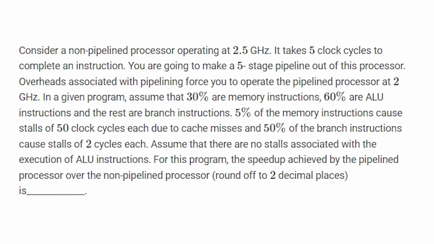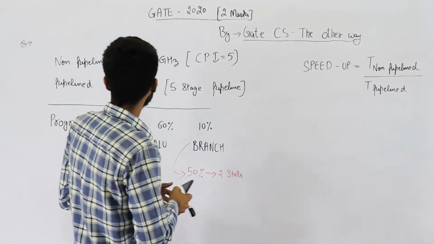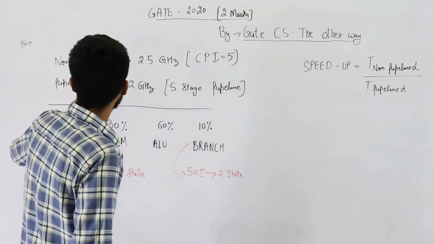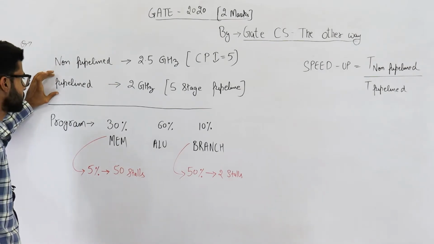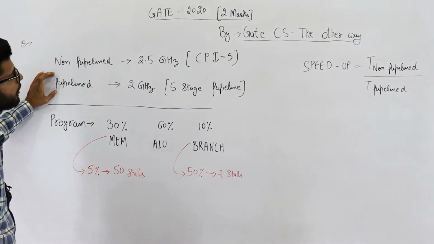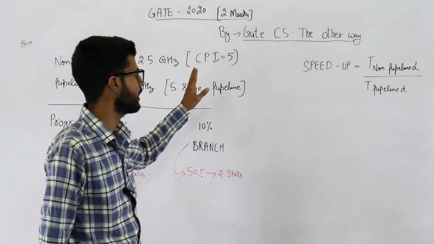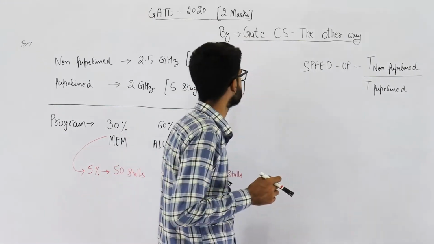For this program, the speedup achieved by the pipelined processor over the non-pipelined processor, rounded off to 2 decimal places, is? Okay. So, you are given these two processors: the non-pipelined version, and its upgraded or pipelined version. The non-pipelined version runs at 2.5 gigahertz with the average cycles per instruction, or CPI, of 5.